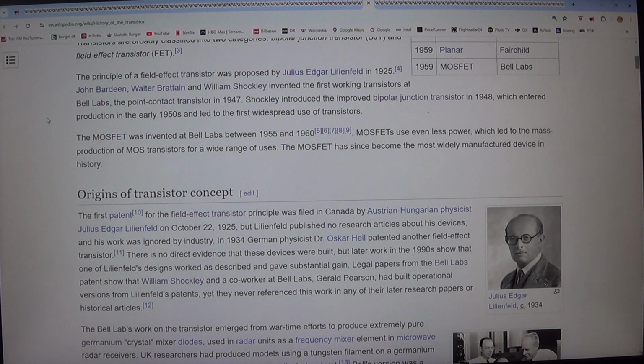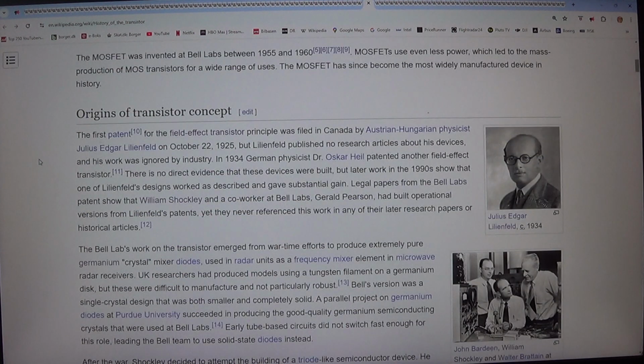The MOSFET was invented at Bell Labs between 1955 and 1960. MOSFETs use even less power, which led to the mass production of MOS transistors for a wide range of uses. The MOSFET has since become the most widely manufactured device in history. Origins of transistor concept, edit.